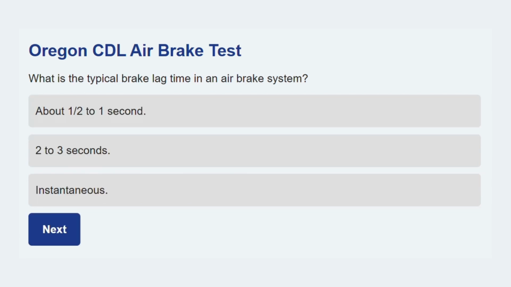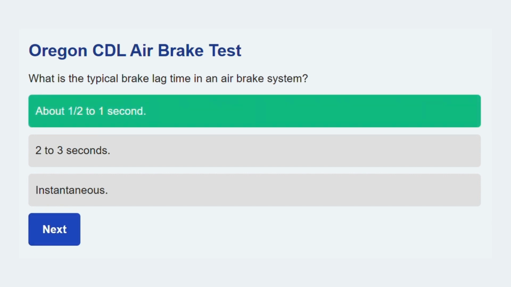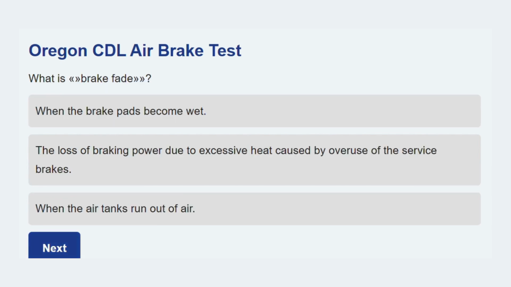Moving on to this. What is the typical brake lag time in an air brake system? About a half to 1 second. This small delay adds to your total stopping distance.